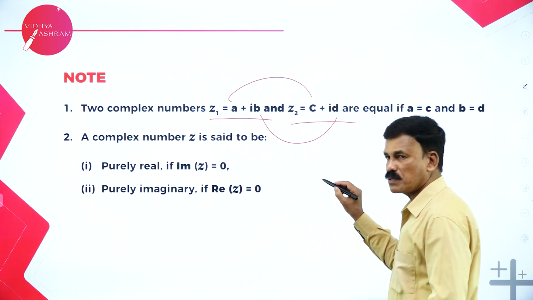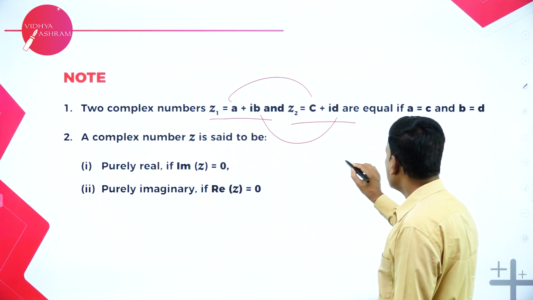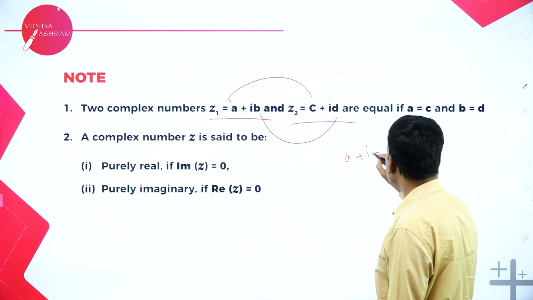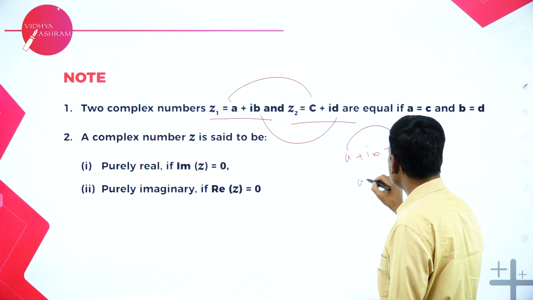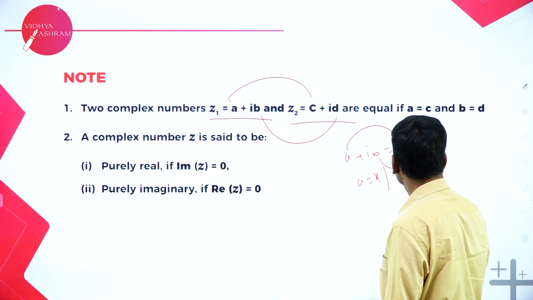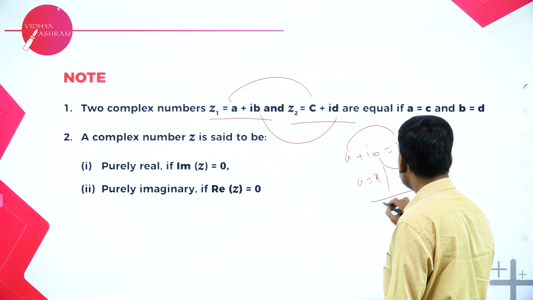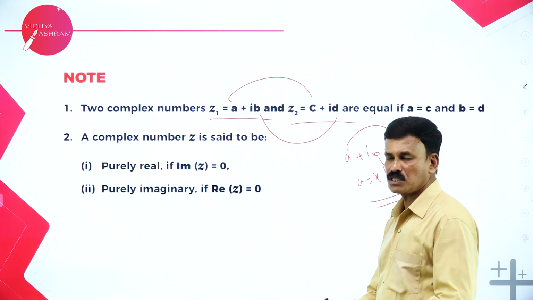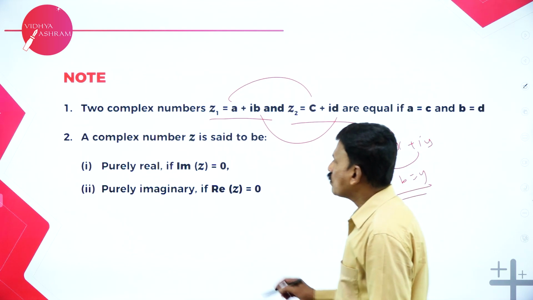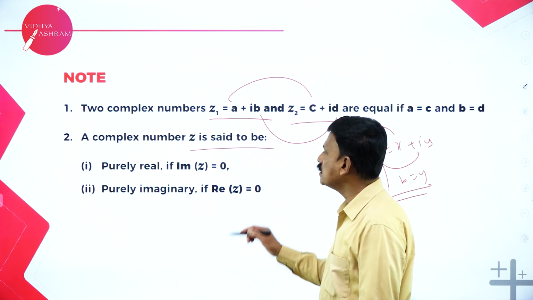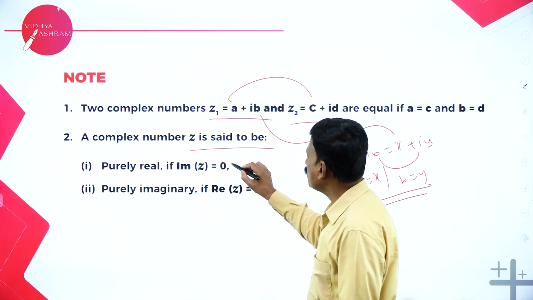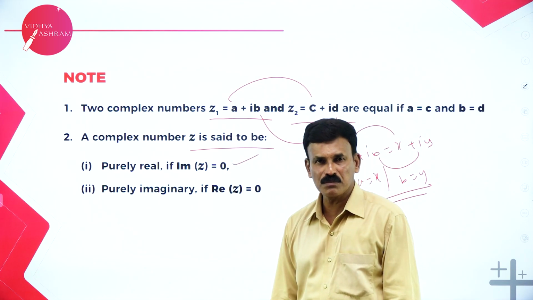So two complex numbers a plus ib is equal to x plus iy if and only if a is equal to x and b is equal to y. So the imaginary part and the real parts are equal separately. Now, a complex number z is said to be a purely real complex number if the imaginary part of that complex number is 0.